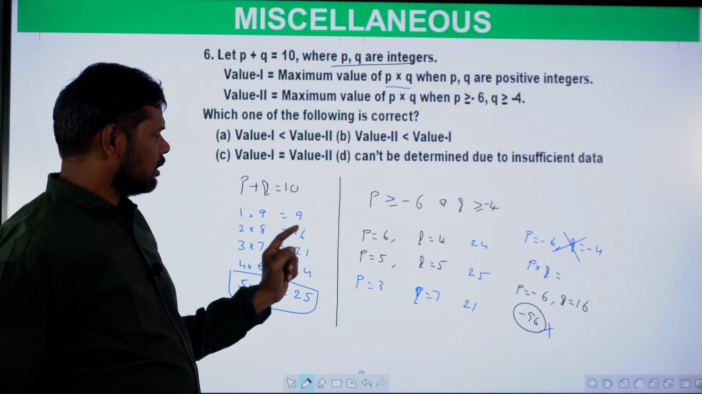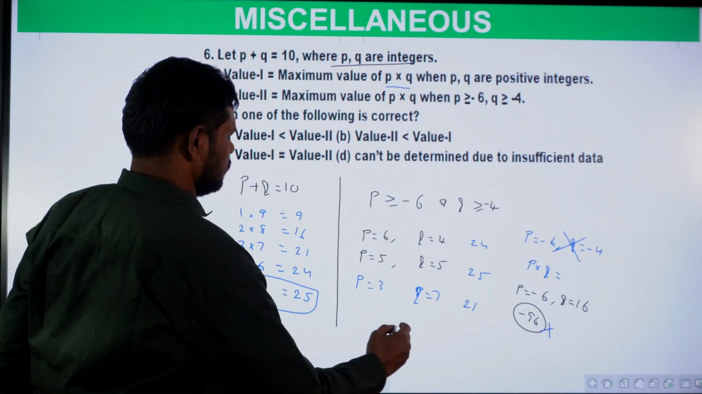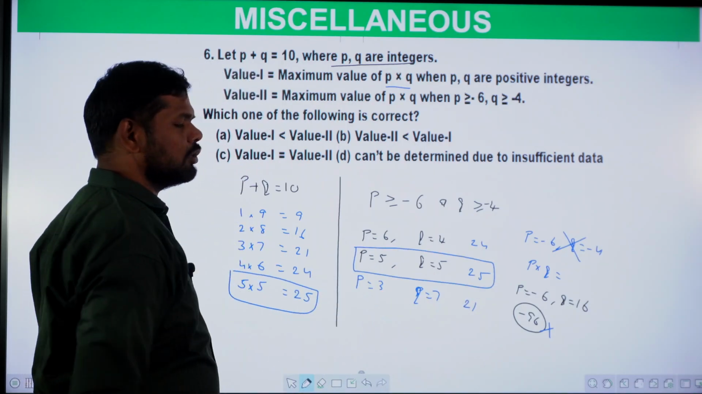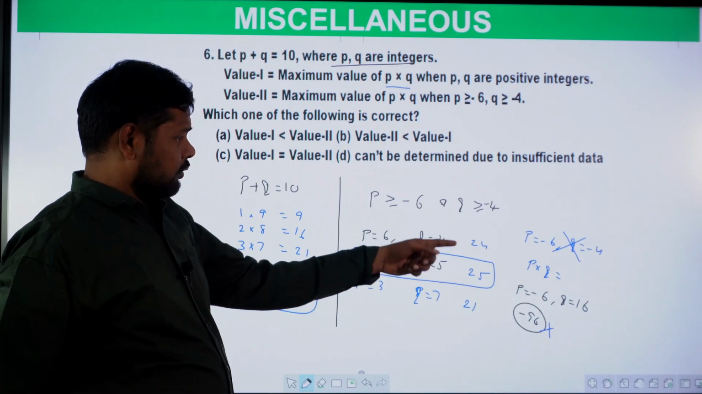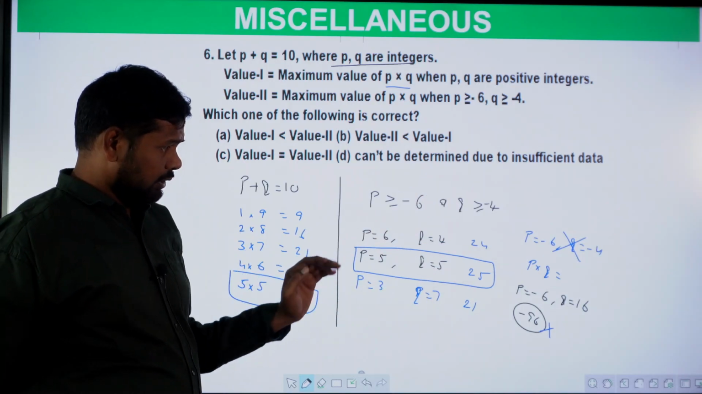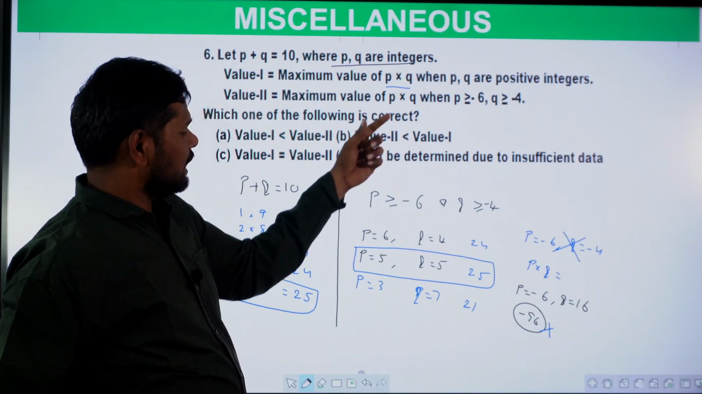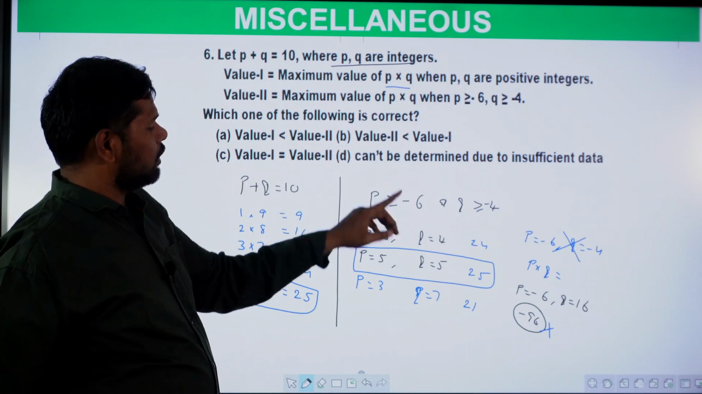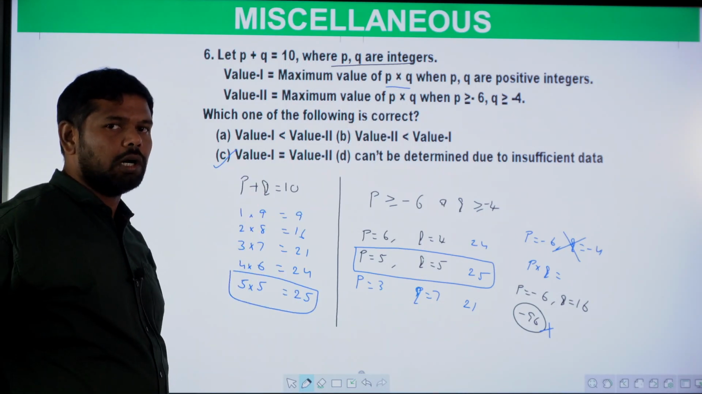And here you observe, the maximum value of this also we get 25 only, with P and Q equals 5. Other than this, you take any value, you will always get 24, 21, those are values less than 25. So P equals 5, Q equals 5. In both cases, conditions are satisfied. Here you get the maximum value of P into Q equal to 25. That's why value 1 equals value 2 always.